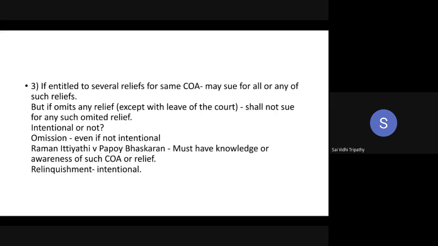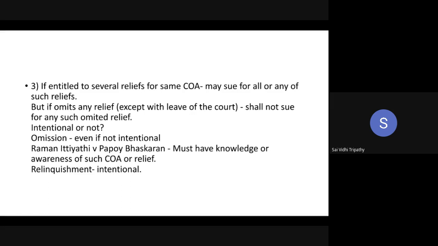But here there are several reliefs which are available. For example, say you had made sure that someone from the singing community will come and perform at your birthday party. He did not come and perform. Then you can sue for specific performance and also for damages, you can sue for both. So these are several reliefs for the same cause of action.